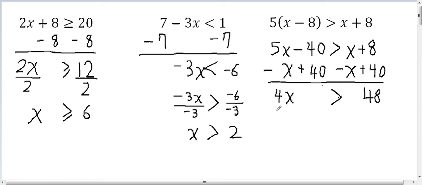Finally, to solve this for x, we want to divide both sides by 4. Since 4 is a positive number, we keep the same direction for the inequality. 4 divided by 4 is 1, and 1 times x is x. 48 divided by 4 is 12. So the inequality x is greater than 12 is equivalent to the original inequality 5 multiplied by the difference x minus 8 is greater than the sum x plus 8.